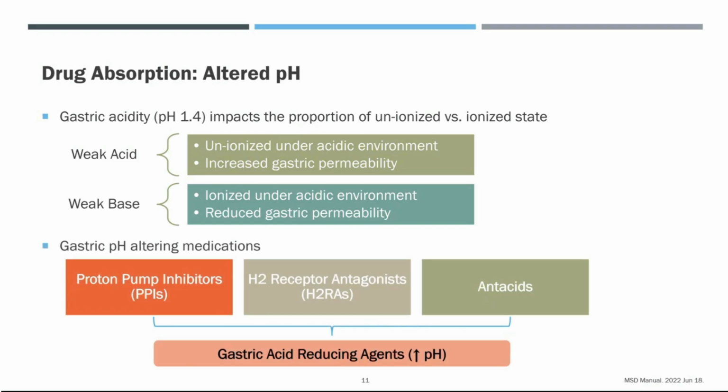So we have to be mindful when patients are taking medications that change the gastric pH. Some of the common ones include the proton pump inhibitors or PPIs, H2RAs, and antacids, because all three of those will decrease the gastric acidity by increasing the pH.